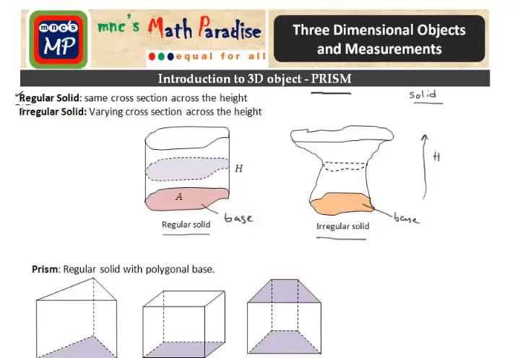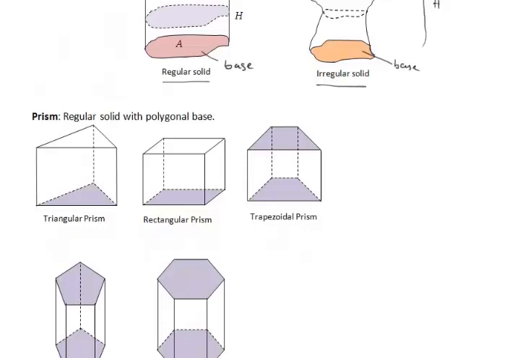So prism is a regular solid. That means prism will have the same cross-section across its whole height, and that cross-section will be similar to its base. On top of that, being a regular solid, prism has another criterion: prism is a regular solid with a polygonal base. So for example, here the base is not polygonal, it's a random shape. But a regular solid will be a prism if its base is polygonal.